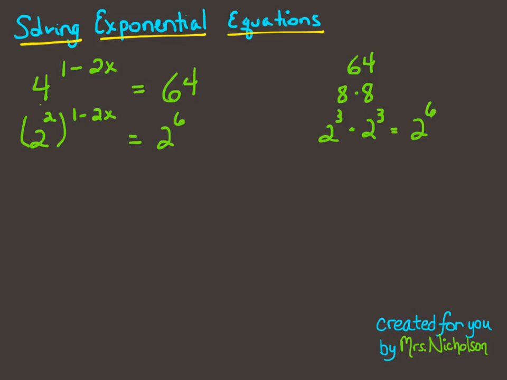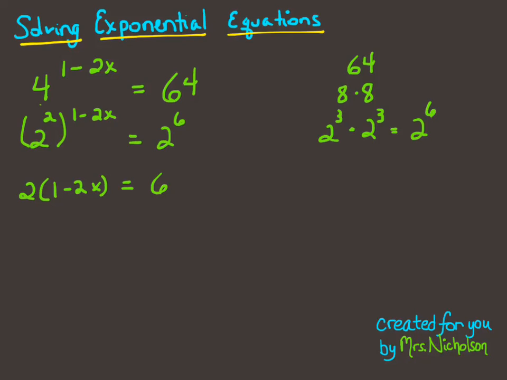Now if you look on both sides of the equation, they both have a base of 2. And so if 2 to the 2 times 1 minus 2x is equal to 2 to the 6th, then hopefully it makes sense to you that the exponents should be equal to each other. Now over here on the left, I have an exponent being raised to another exponent. So I'm going to multiply those. Power to a power, you multiply the exponents. And that's going to be equal to 6.